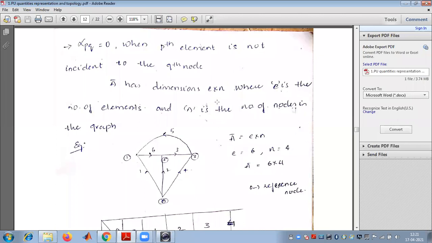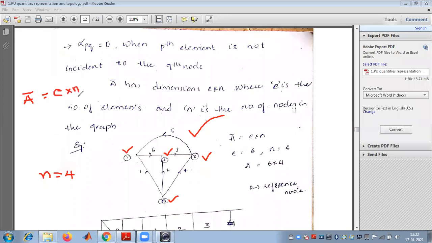Now please carefully observe how this terminology has been applied to this particular graph. Now this is a graph. In this particular graph, you will have the 0th node, first node, second node, third node. That means you have a total of 4 nodes. Now, A bar is nothing but a matrix. We already know that A bar is the element node incidence matrix. So in this particular case, this is a matrix of size E by N, where N is the number of nodes and E is the number of elements.